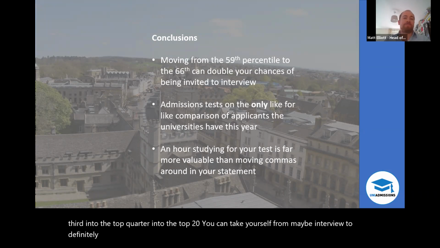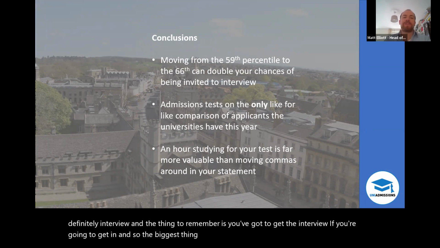And the thing to remember is you've got to get the interview if you're going to get in. And so the biggest thing you can do to make sure that you get that interview is to do really well on the admissions test.